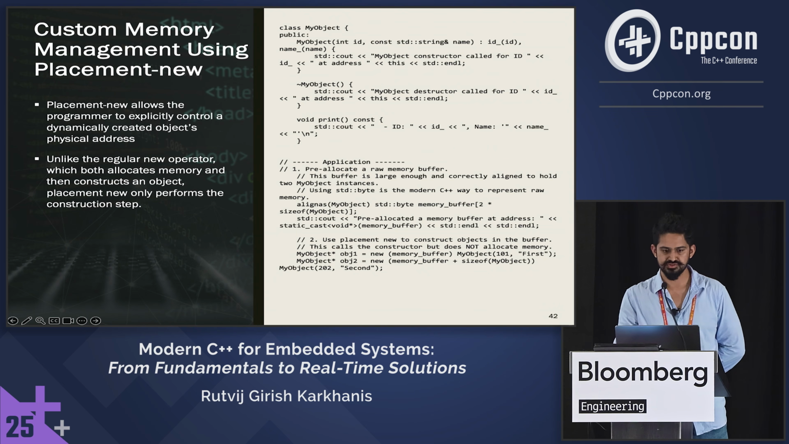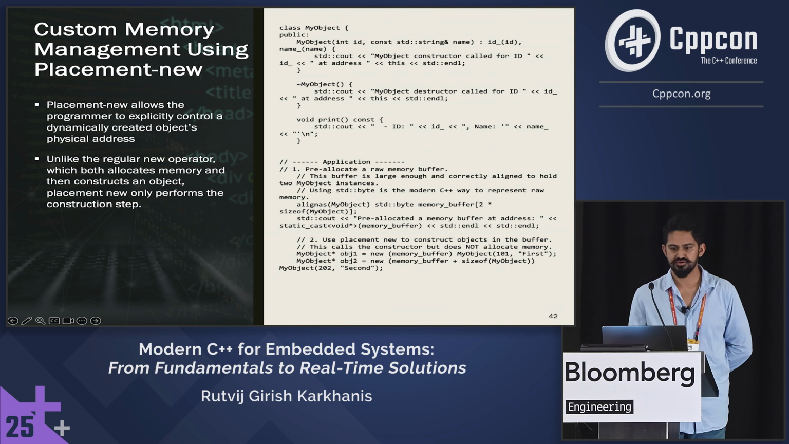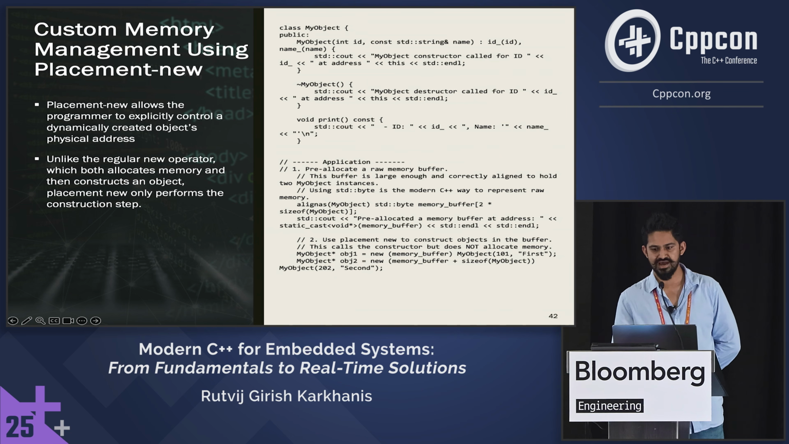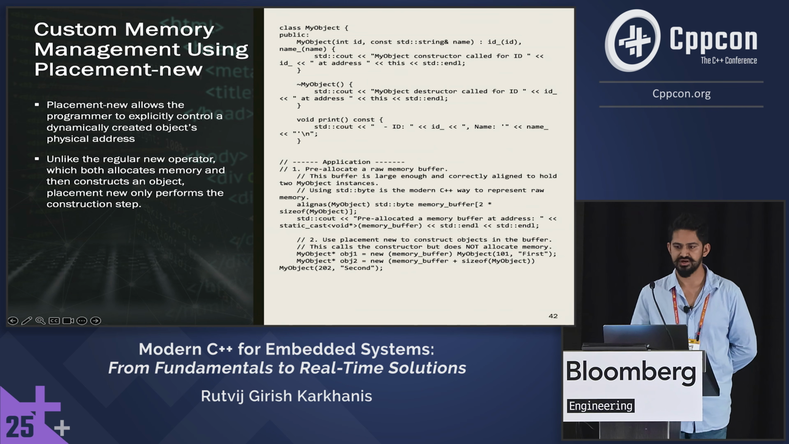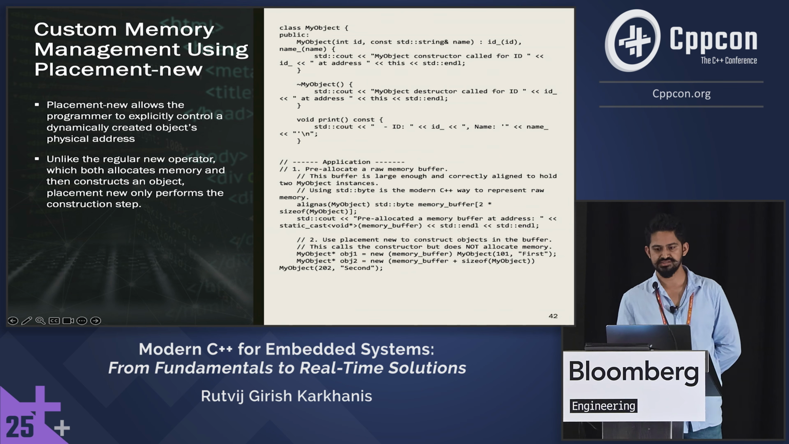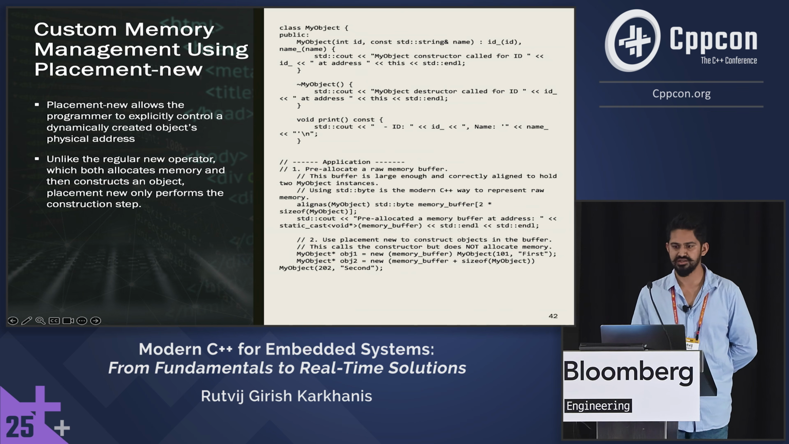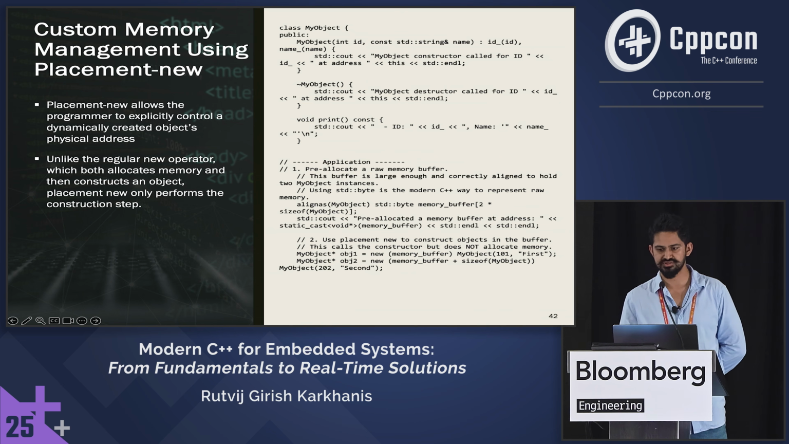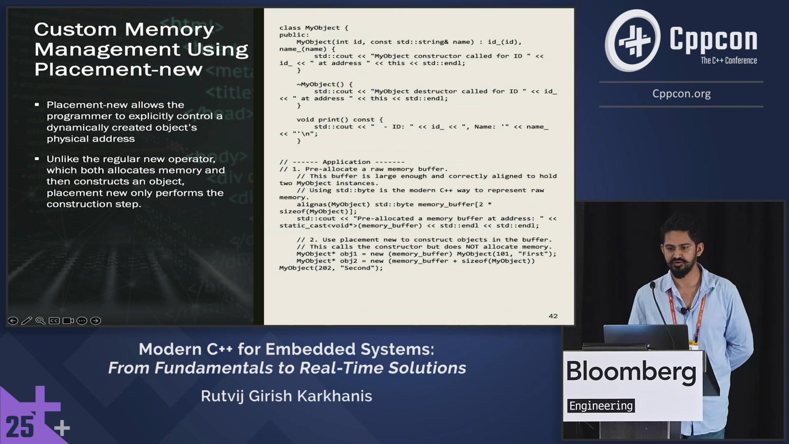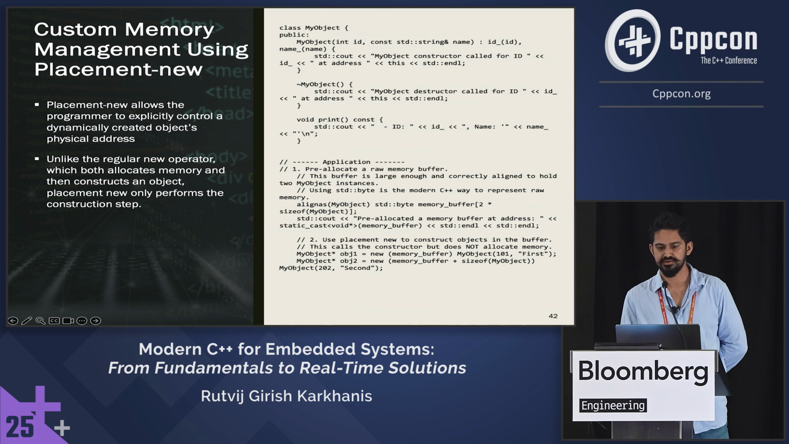Custom memory management using the placement new. So placement new is a special version of the new operator in C++ that allows you to construct an object at a specific pre-allocated memory address. Unlike the regular new operator, which both allocates memory and constructs an object, placement new only performs the construction step.